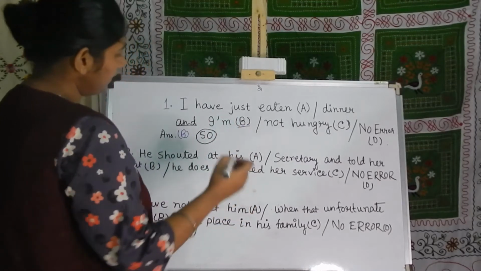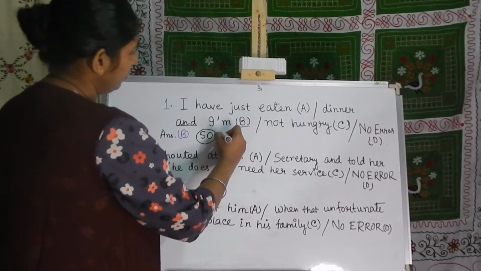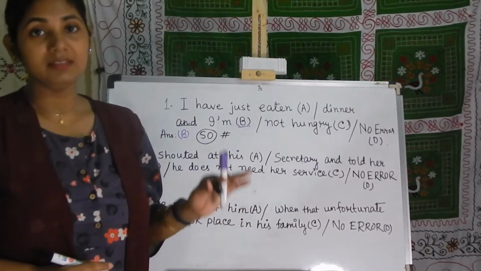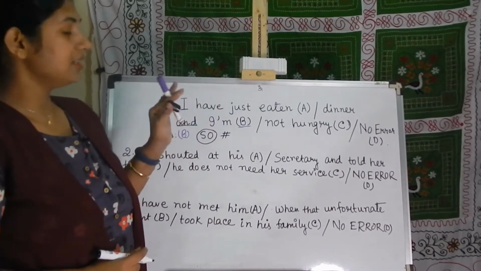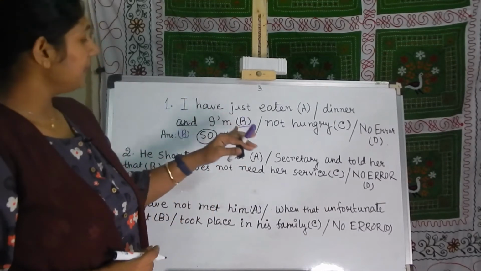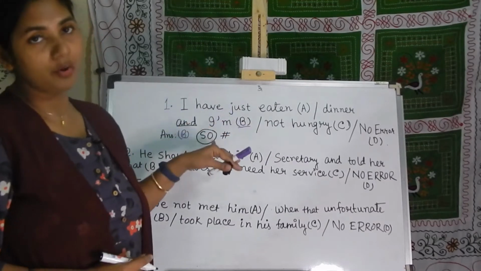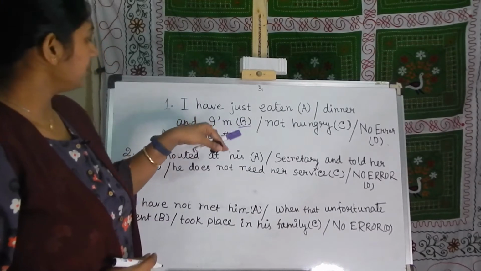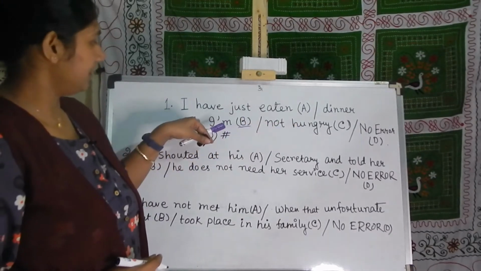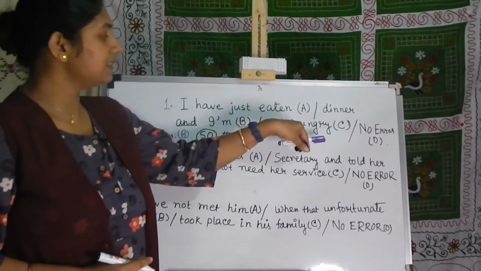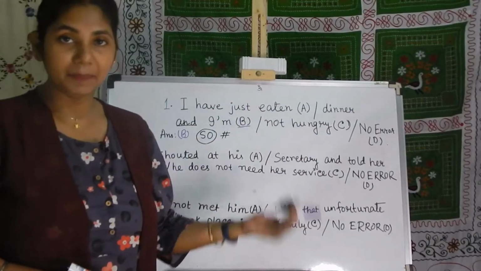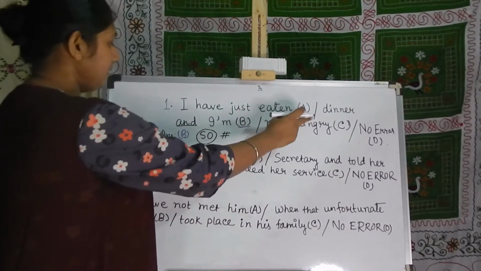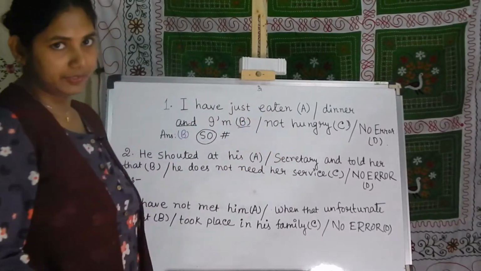Another thing is that so is a subordinate conjunction which is usually used before an independent clause to make it dependent. So is used here before I am not hungry, so it will make this particular sentence into a dependent clause. So, I have just eaten dinner, so I am not hungry.